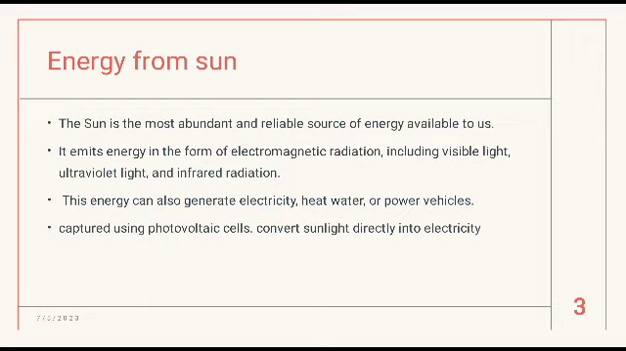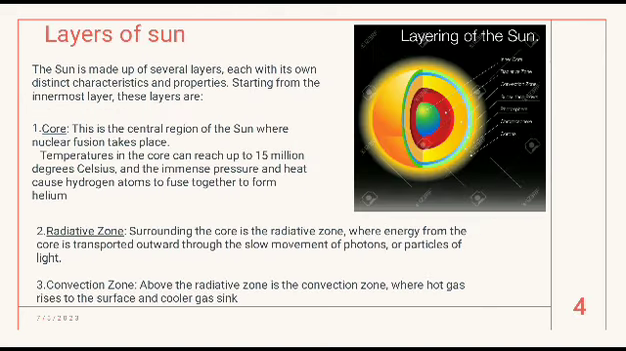Energy from the sun. The sun is the most abundant and renewable source of energy available to us. It emits energy in the form of electromagnetic radiation, including visible light, ultraviolet rays, and infrared rays. This energy can also be used to generate electricity, heat water, and power vehicles, and it is captured using photovoltaic cells, which convert sunlight directly into electricity.